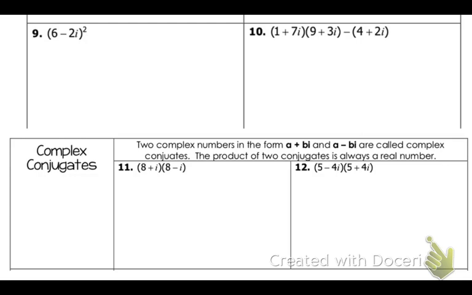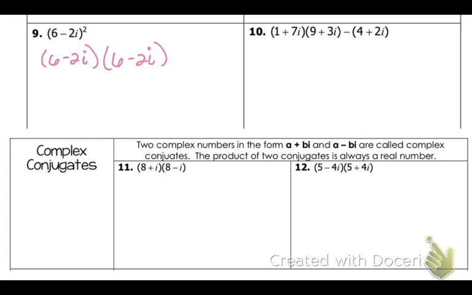So for number 9, remember 6 minus 2i squared. Anytime you have something to the squared or to the second power, that means that you have two of the exact same things. You could actually rewrite this as 6 minus 2i times 6 minus 2i. The reason that it's times is because you're squaring something. If I did 4 squared, that's 4 times 4.